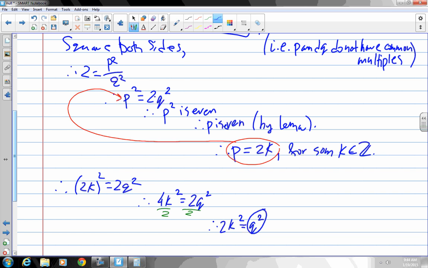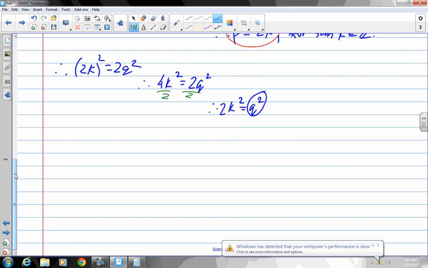What's the definition of even numbers? Or 2 times something else, right? That's how we write it. That's how we do this whole 2k thing. If something is even, you can always write it as 2k. So if q squared is 2 times something else, q squared is even. So I can say that, therefore, q squared is even.